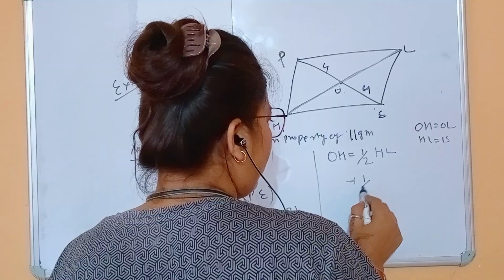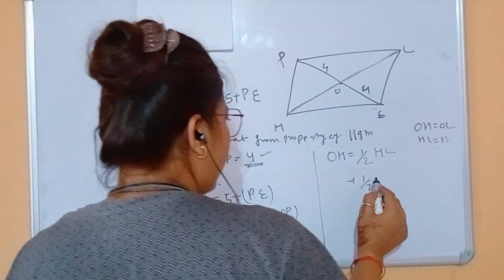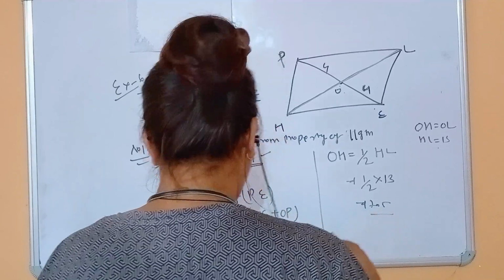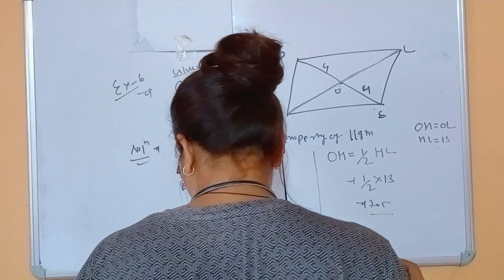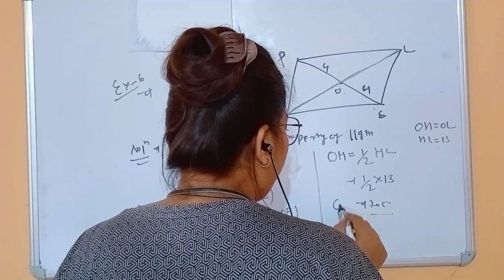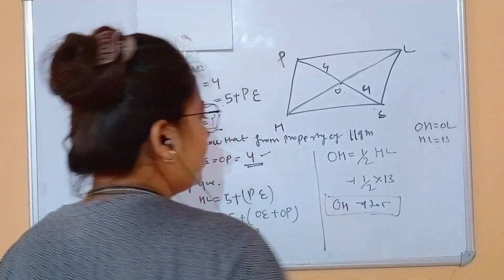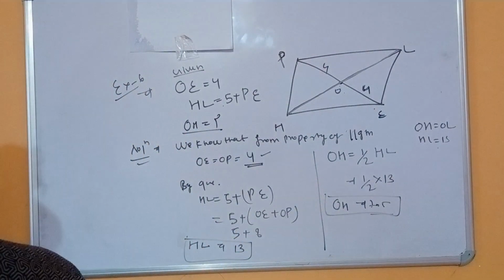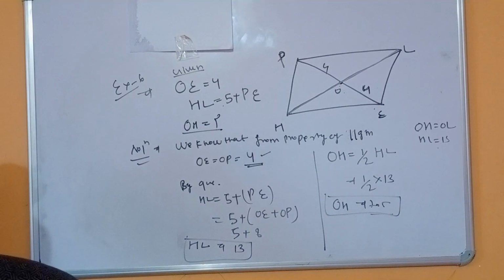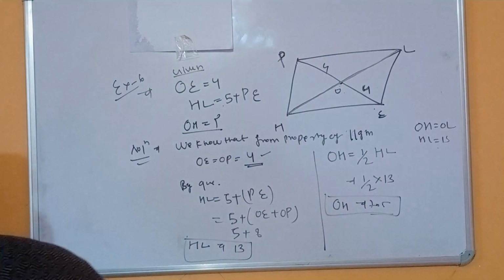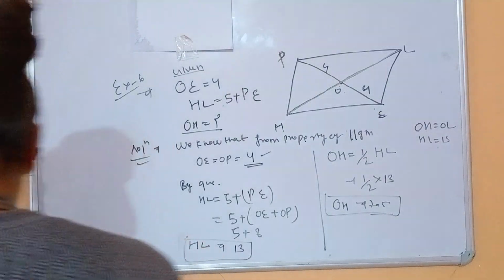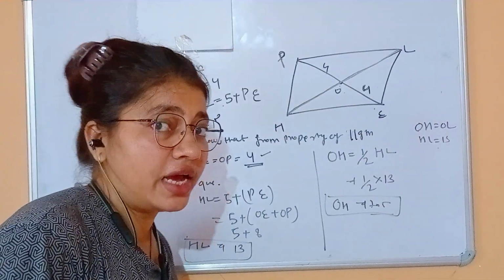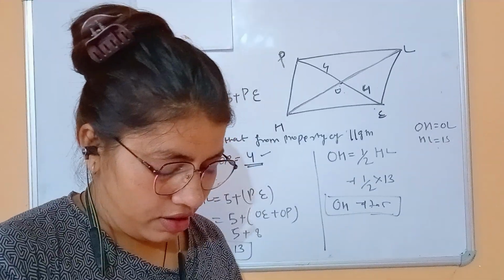So HL is equal to 13. If you find OH, that is half of HL. So write 1 by 2 of 13. If we divide, 7.5. So here easily we find OH is equal to 7.5. So first write, then we understand the exercise question. Example complete. One by one we understand all examples. If we understand all examples, then it's easy for the exercise.